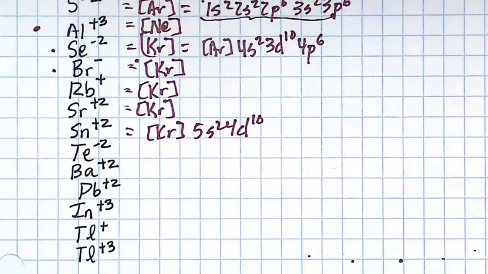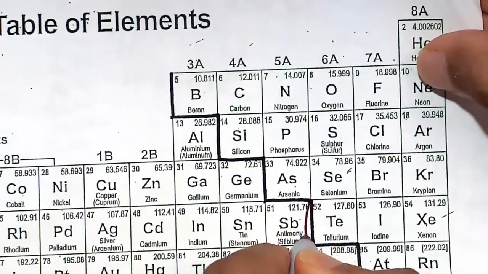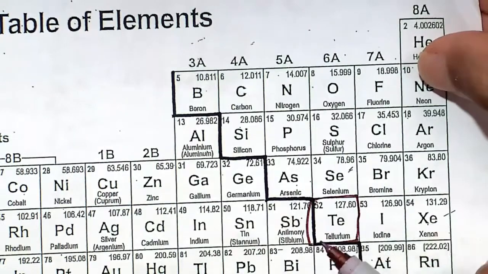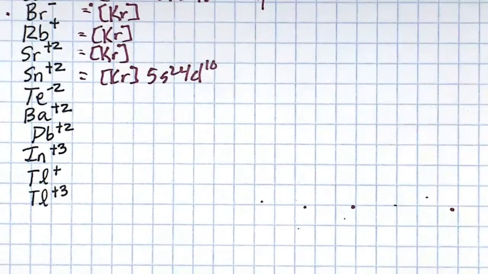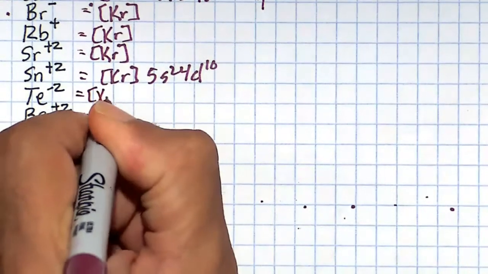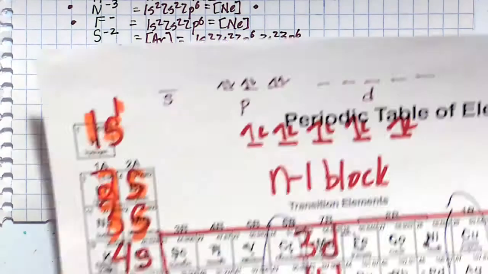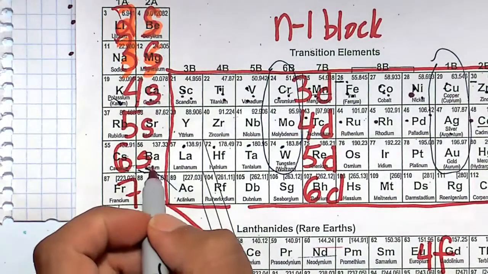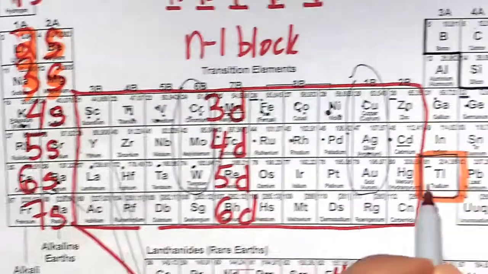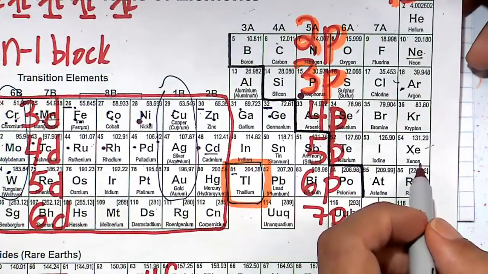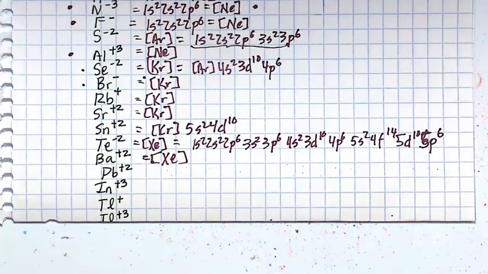So the next one on our list is Te minus 2. So Te minus 2 is right here in the periodic table. Minus 2 means it will have the same electron configuration as xenon. So tellurium minus 2 will have the same electron configuration as xenon. Ba plus 2, barium plus 2, will have the same electron configuration as xenon. So here's Ba in the periodic table. It loses 2 electrons. Its nearest noble gas is xenon. Xenon, tellurium minus 2, and barium plus 2 are what are considered isoelectronic.